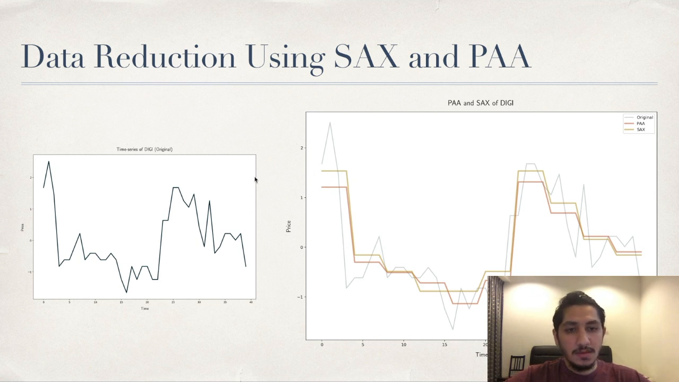But we can use PAA and SAX, but our data is already small. We can easily store and analyze our data. So we don't need the data reduction techniques now, but we might need them when we have a very large data.